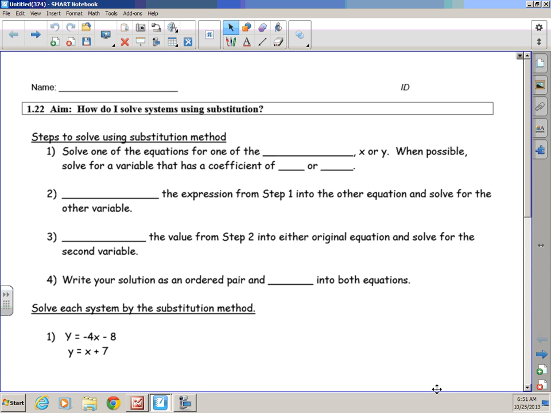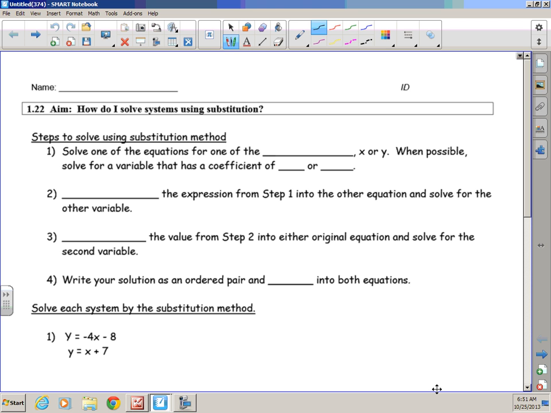The purpose of today's lesson is to learn how to solve a system of linear equations by substitution. Yesterday you learned how to solve a system by graphing. Today we're going to do one of the two algebraic methods. Remember, a system of linear equations just means two or more equations with the same variables. So we're going to follow the following steps.